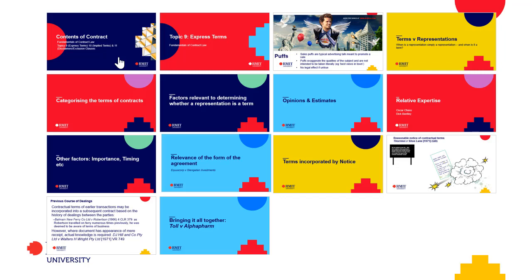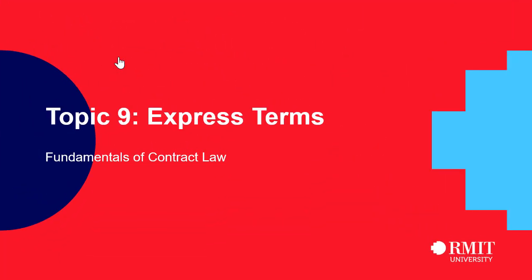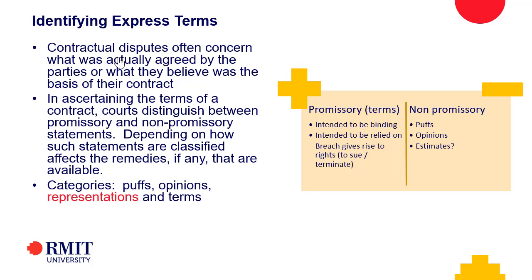Okay, so let's start talking express terms. So this is what we're doing here. We are going to be identifying the express terms. By express terms, I mean terms that are expressed somewhere. That definitely includes things that are written down, but it may also include things that are said or things that can be objectively implied from conduct.